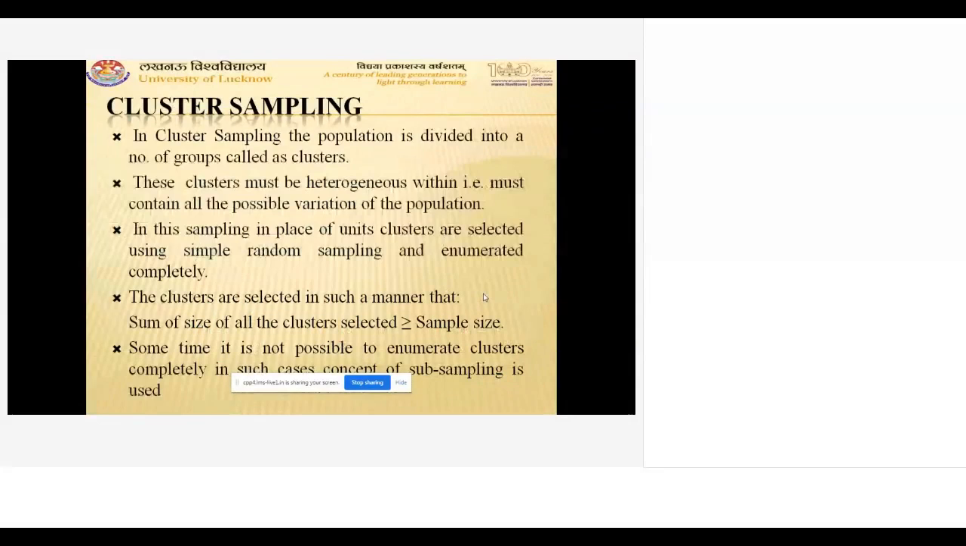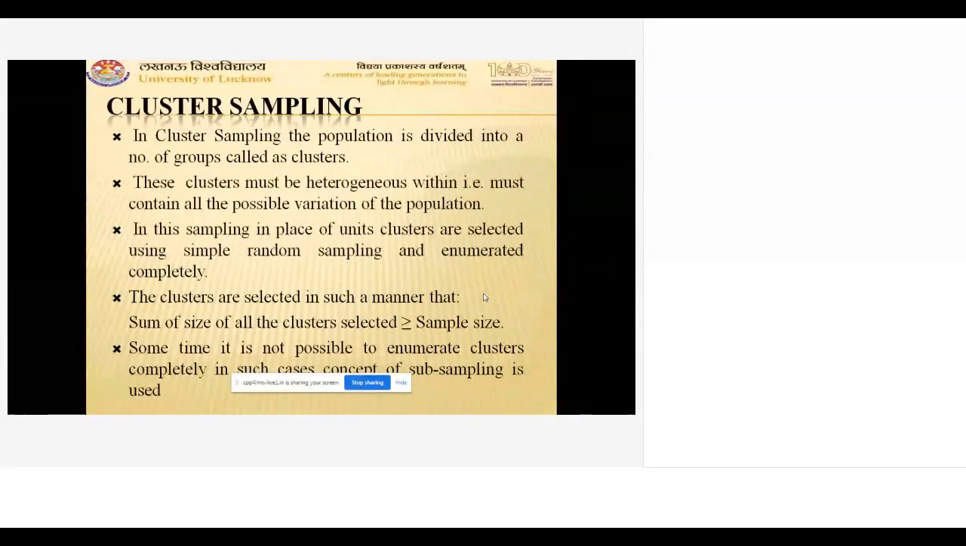The next sampling technique is called cluster sampling. In this, we also divide the population into a number of groups like stratified sampling, but these groups should be heterogeneous within. In stratified sampling, the groups should be homogeneous within. In cluster sampling, groups must be heterogeneous within. That is the difference between cluster sampling and stratified sampling. The groups which are heterogeneous within are called clusters.